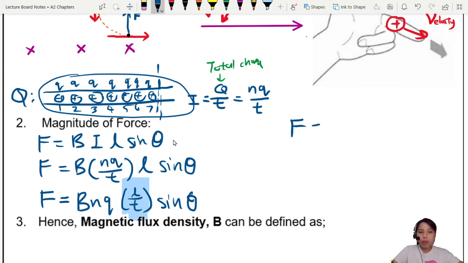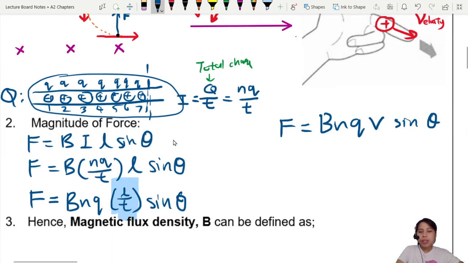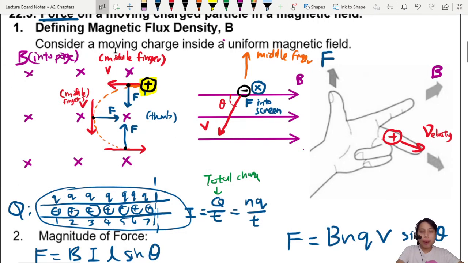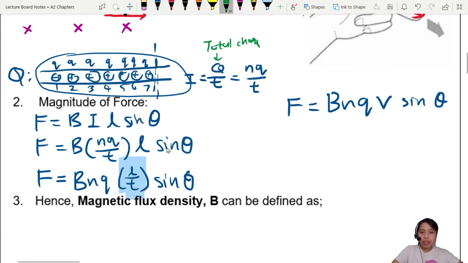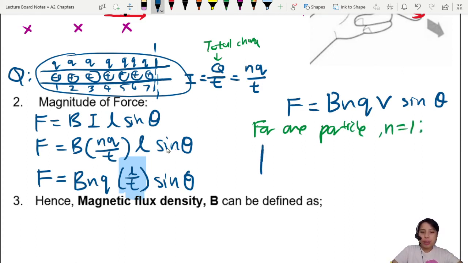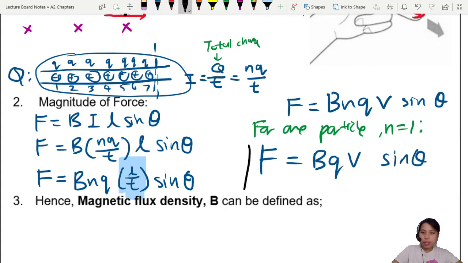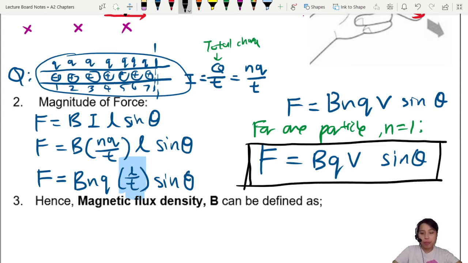And what you have is F equals to BNQV, V being the velocity of a particle, sine theta. But oftentimes, we're not going to think about a whole bunch of particles flying. We just want to think about one particle. So for one particle, n is just one. One number of particle. So you can just simplify this equation to our good old famous BQV sine theta. And this is the main equation to know and remember for particles entering magnetic fields and experiencing a force.